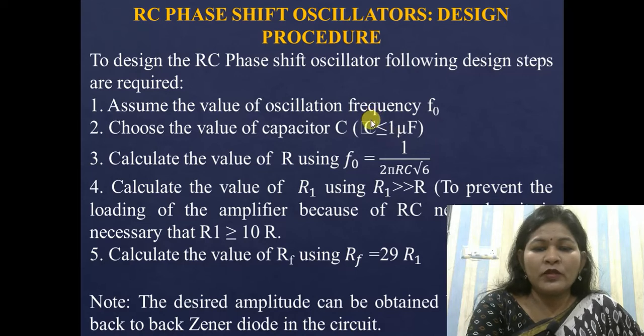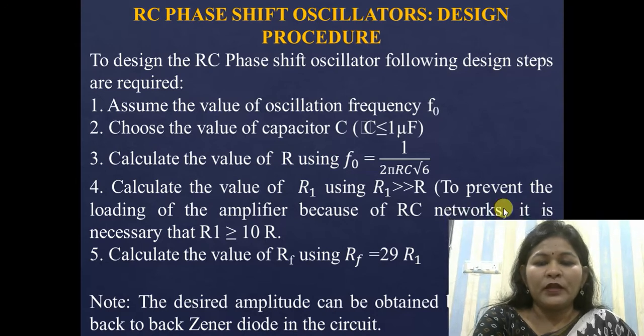You can choose the value of capacitor C using this, which will always be less than or equal to 1 microfarad. The third step is to calculate the value of R using f naught equal to 1 upon 2 pi RC root 6. The next step is to calculate the value of R1, where R1 is much greater than R. To prevent loading of the amplifier by the RC network, the necessary requirement is that R1 is greater than or equal to 10R.